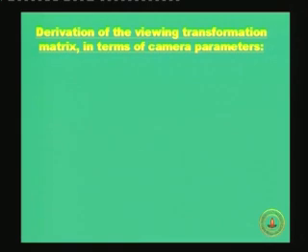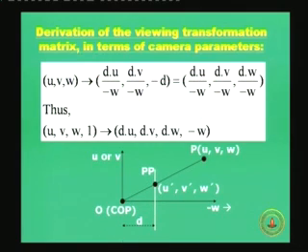Let us go ahead and derive the viewing transformation matrix in terms of the camera parameters, and as we go ahead you note down the equations and the matrices which come along. Let us look at this equation in the figure as given here. You find a point P with coordinates u, v and w, which is projected onto the projection plane at a distance d from the COP.